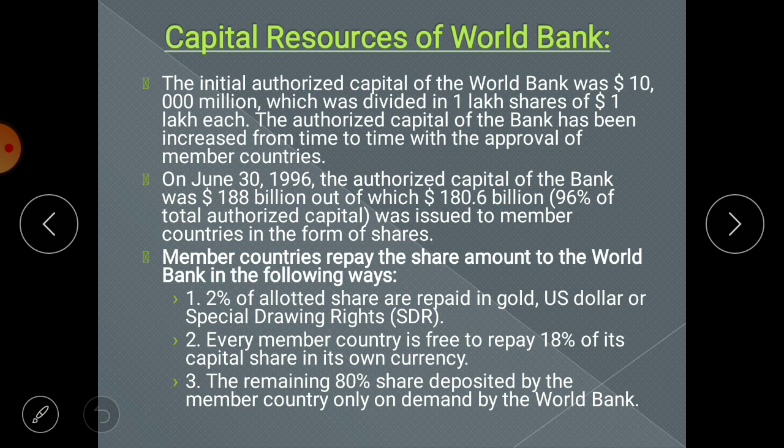Let us see the capital resources of World Bank. The initial authorized capital of World Bank was $10,000 million, which was divided into 1 lakh shares of 1 lakh each. In million, there are 6 zeros. Million means 10 lakh, and 10,000 is already there. So 6 plus 4 is equal to 10 zeros. And here 1 lakh means 5 zeros, and 1 lakh each means again 5 zeros. So 5 plus 5 becomes total 10.